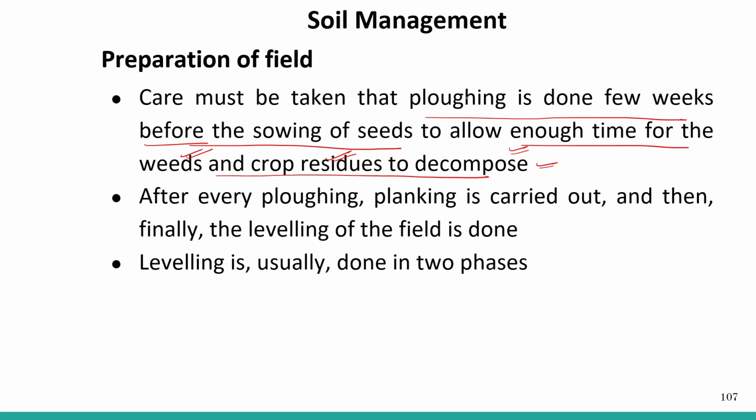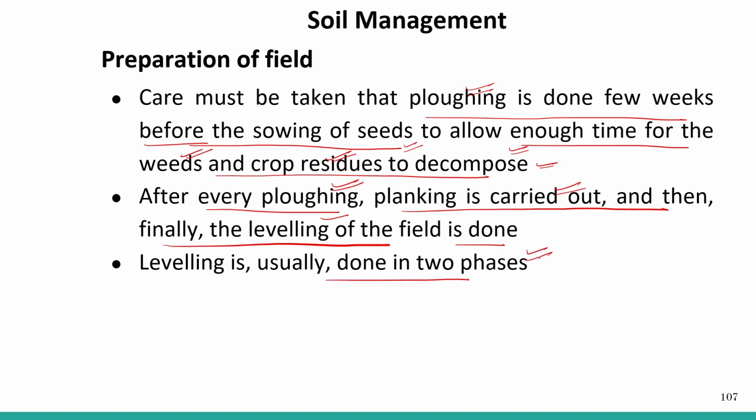So the care must be taken that plowing must be done a few weeks before the sowing of your flowering seeds. After every plowing, the planking is carried out, and then finally the leveling of the field is done. So once the plowing is done, the planking is carried out, and finally the leveling of the field is done again. So leveling is usually done in two phases.